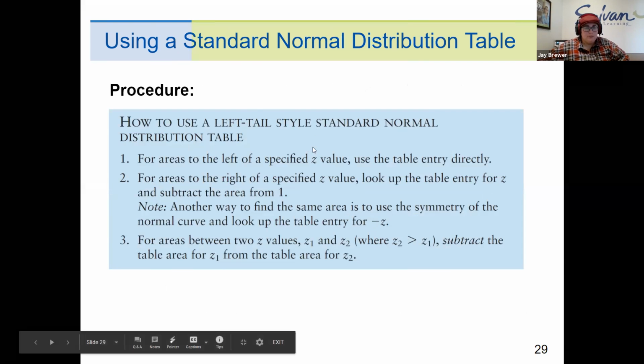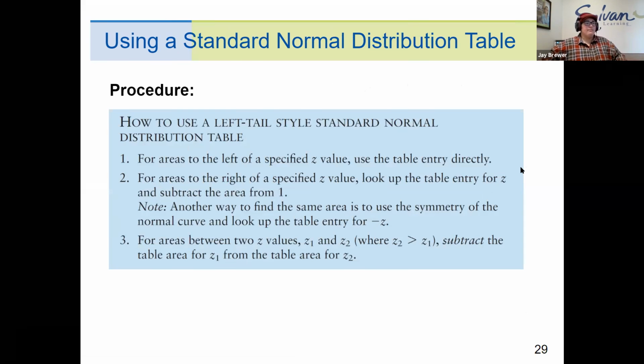All right, here's your procedure. For the area to the left of a specified z value, use the table entry directly. For the areas to the right, you have to look it up and then subtract that area from 1. If you choose, you can Google it. There are z-scores that are negative and positive. You can look just for the positive z-score table. You can look for the negative z-score table. You can look for one that has both. Again, I recommend printing them out.